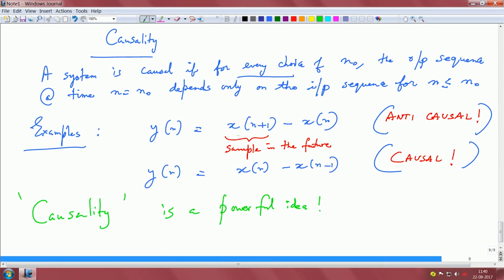And sometimes you may encounter anti-causal systems, and you could make them causal by delaying things. For example, if I put a unit delay on the system that I described here, x of n plus 1 minus x of n, with a unit delay x of n plus 1 would give me x of n, and x of n would give me x of n minus 1. So, I can convert an anti-causal system to a causal system by introducing delays, and you will see how this could be useful particularly when you are building systems.